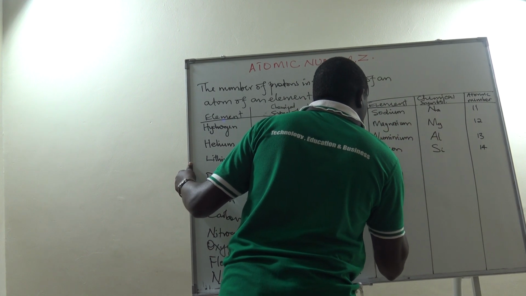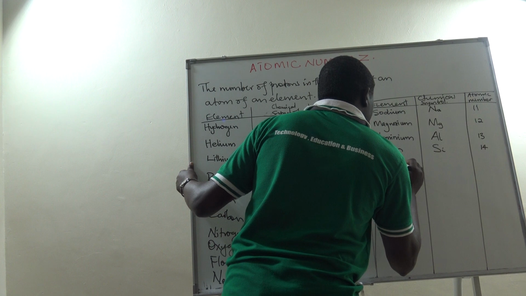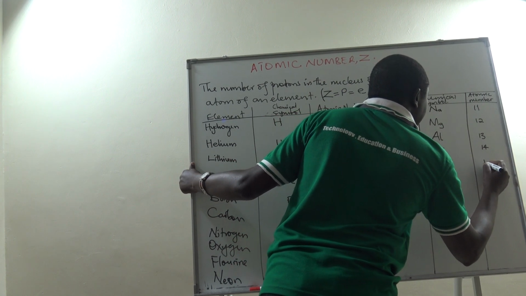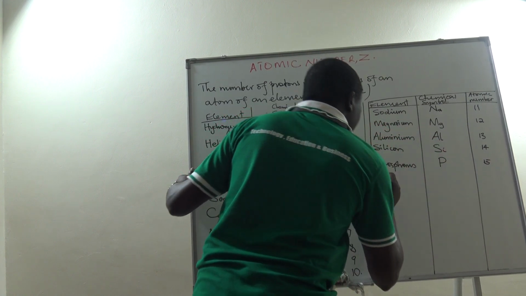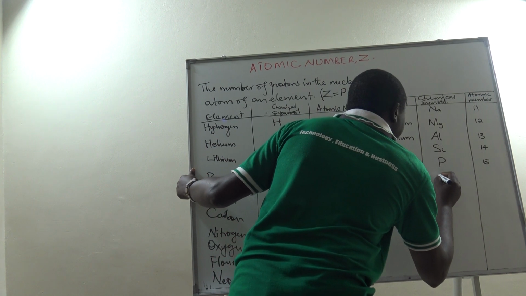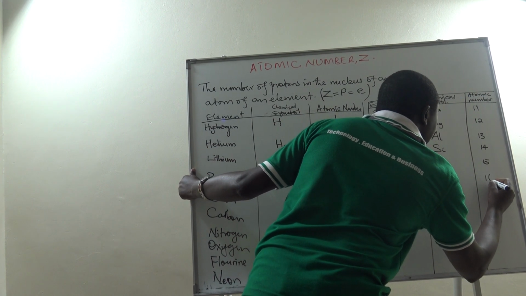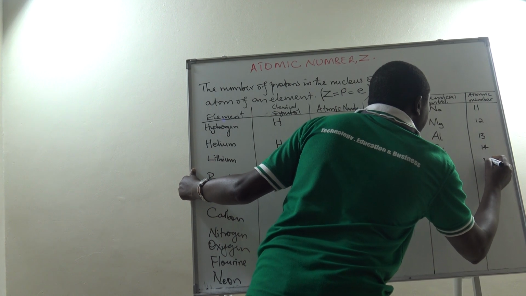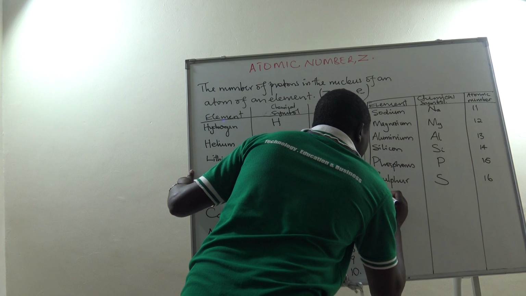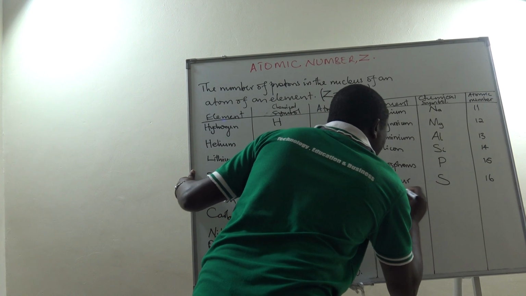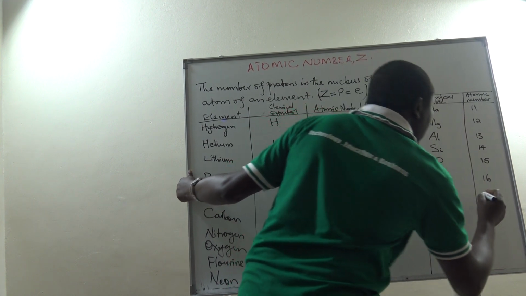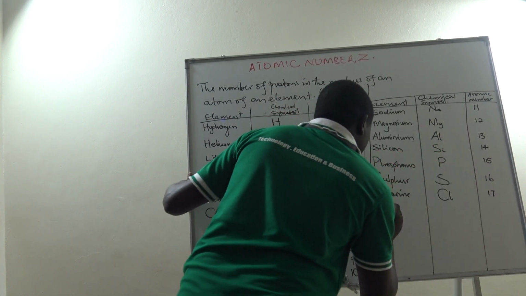Then we go to phosphorus, which is capital P, it is number 15. Then we go to sulfur, which is capital S, number 16. Let me write this number 15 here very clearly. Then we go to chlorine, it is capital C and small l, it is number 17.